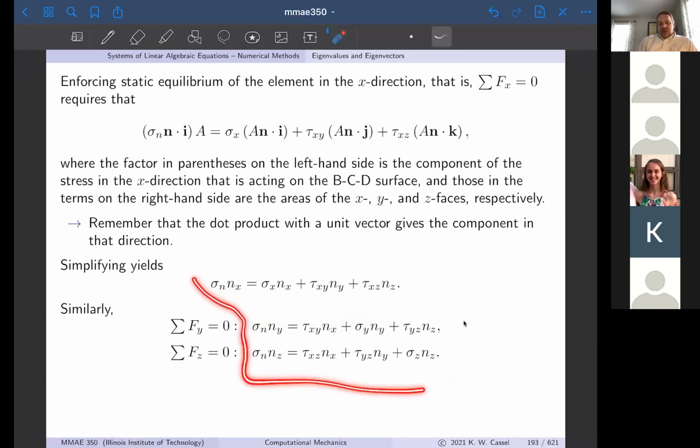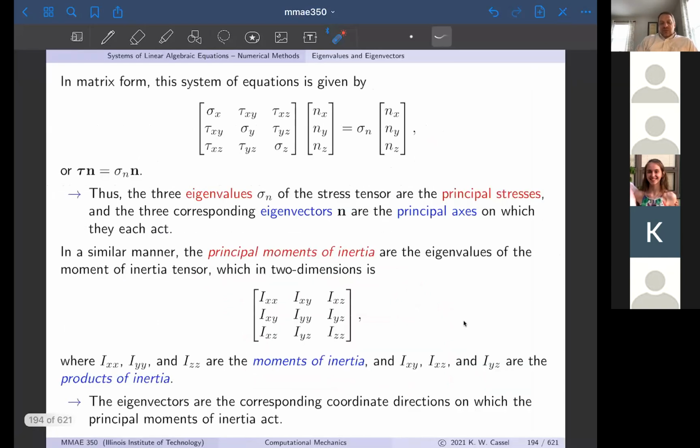So now I have 3 equations for 3 unknowns. The unknowns are the nx, ny, and nz. It's that face, the BCD face, on which I only have a normal stress. That's what I'm looking for. So if I put it in matrix form, guess what I have? I have my stress tensor here, just like we had before, so that's tau. I have the n vector. I have the n vector again on the right-hand side, and then I have this constant sigma n times that.